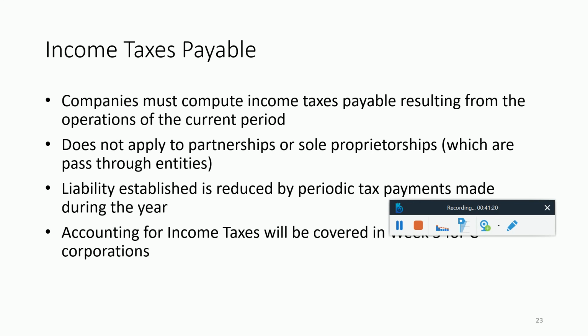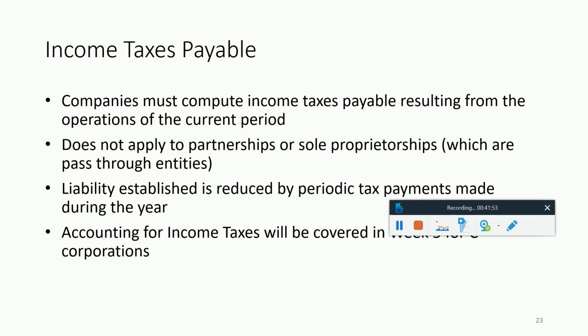And then similar to individuals who can elect to pay estimated tax payments throughout the year, although most individuals have taxes withheld from their weekly or bi-weekly or monthly paychecks, companies are required to pay periodic tax payments during the year. Typically, they're paying those payments quarterly. And so we will talk more about accounting for income taxes in week 5 of this class.